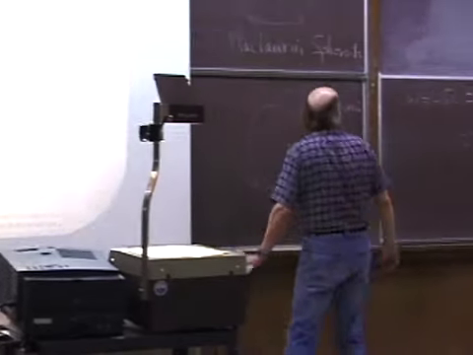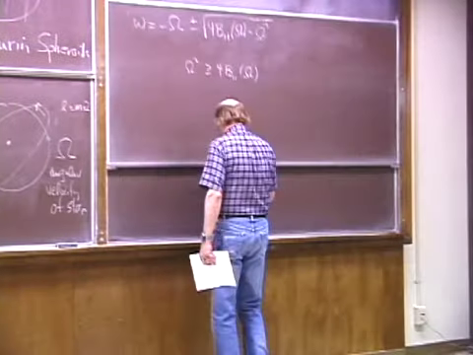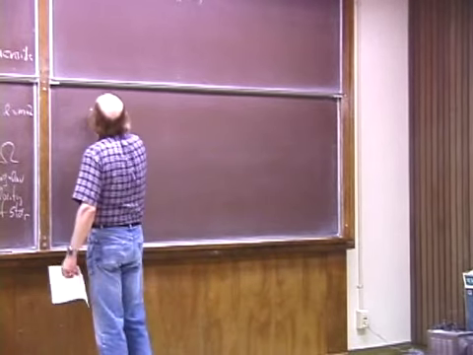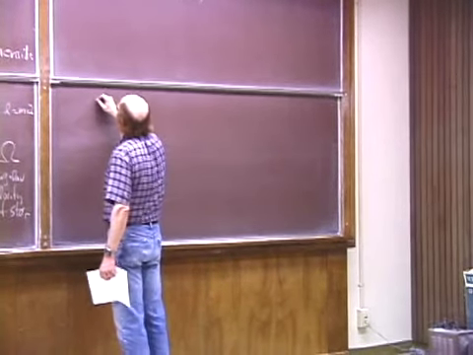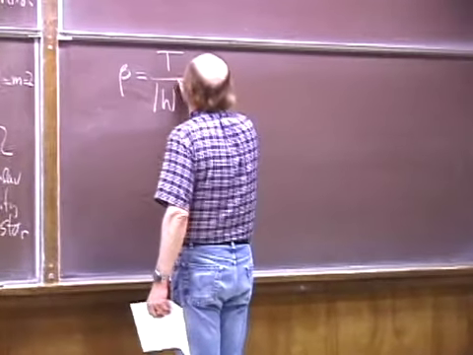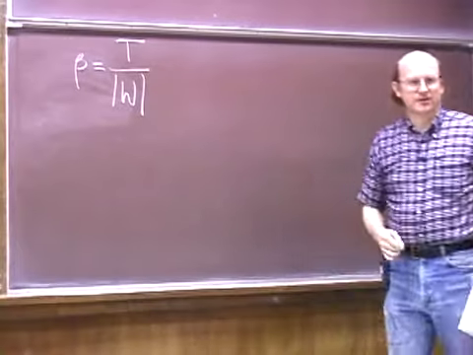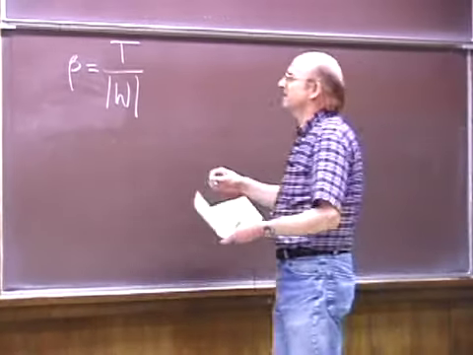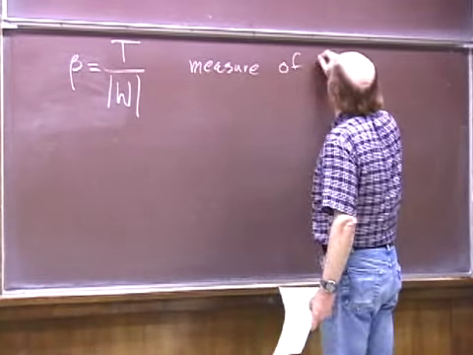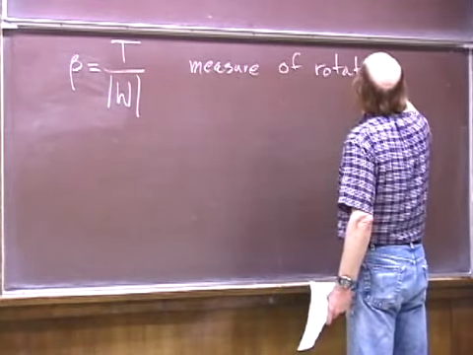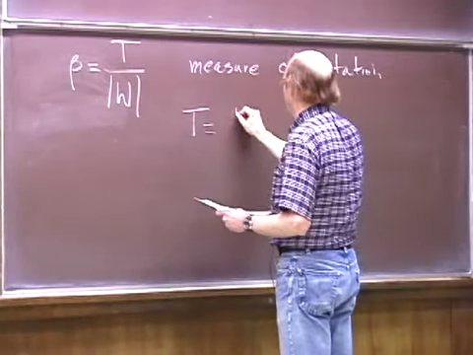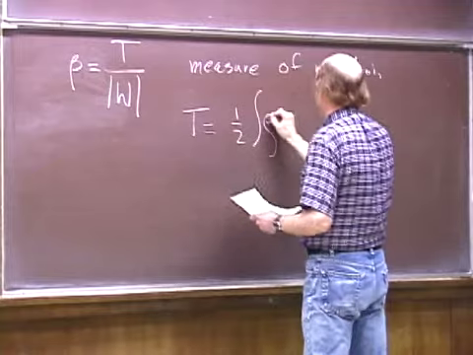The other parameter that people use to measure the rate at which stars rotate is called beta, or in some literature T over W. So this is a measure of rotation. And T is the rotational kinetic energy of the star.